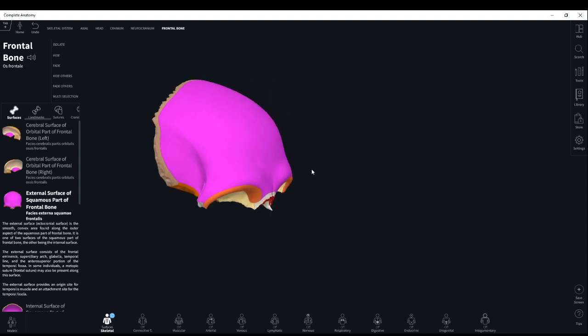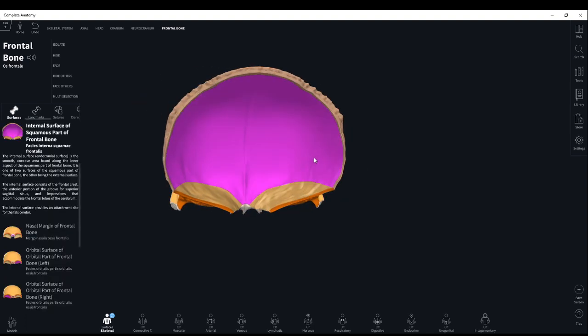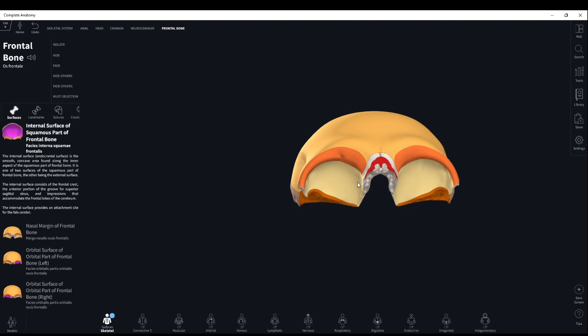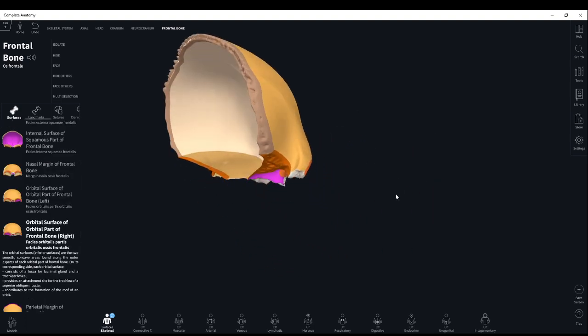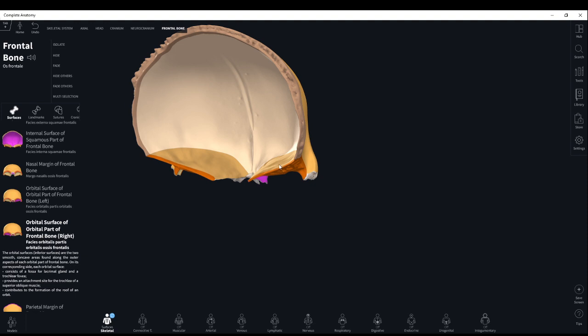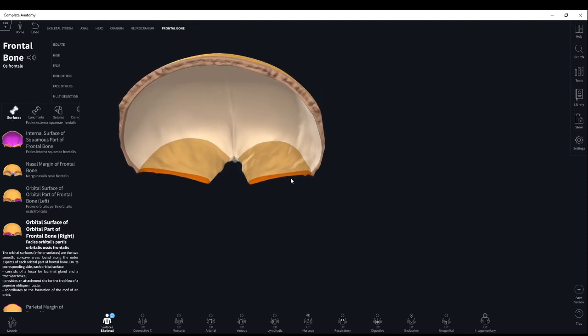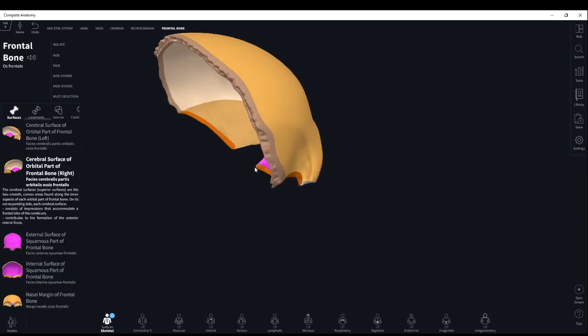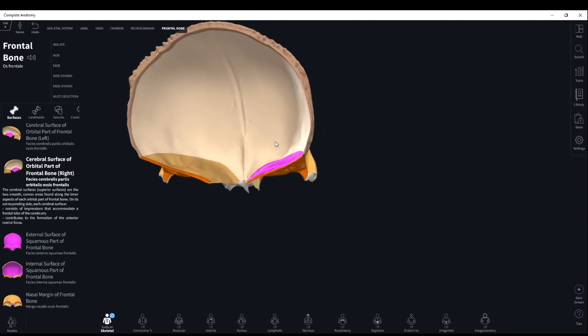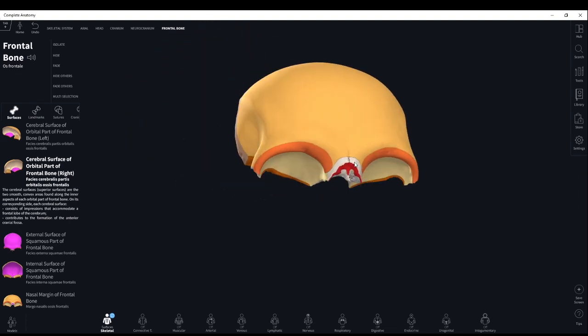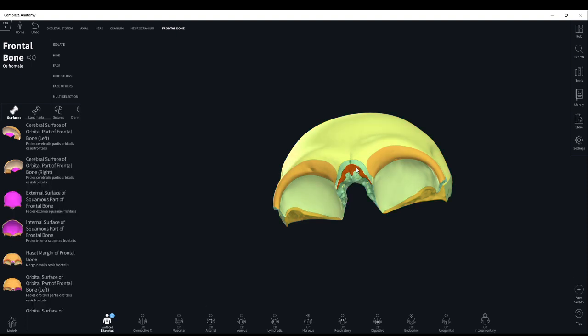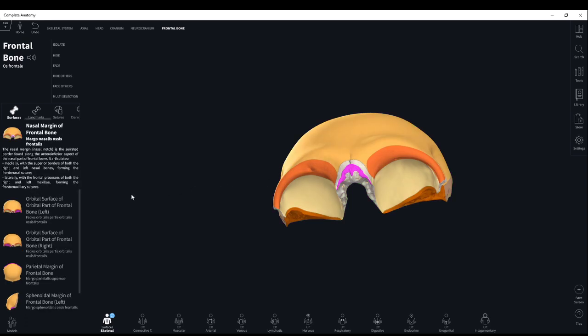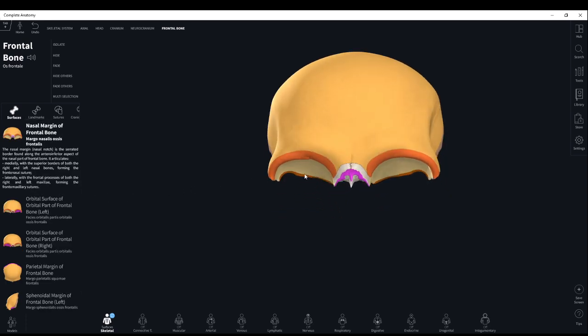The squamous part has an external surface and an internal surface. The orbital part has an orbital surface, or external surface, and an internal surface, or cerebral part of the orbital part. And the last one is the nasal border or nasal rim. Yes, this one. Nasal margin, margo nasalis.